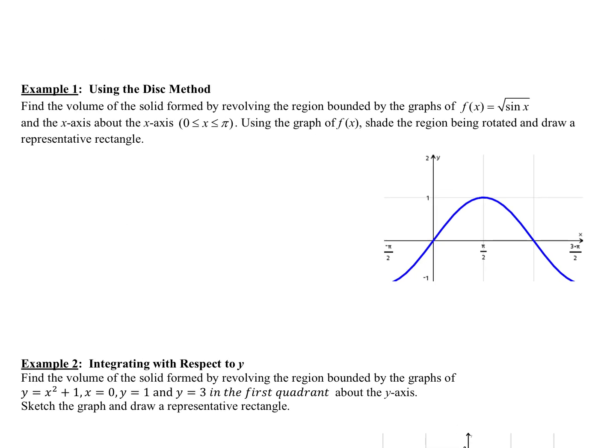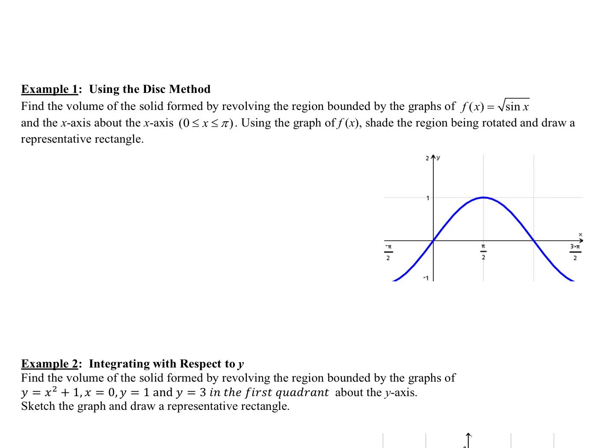All right, looking at this first example here, we're using the disk method. Find the volume of the solid formed by revolving the region of the graph f of x equals the square root of sine of x, and the x-axis from 0 to pi. And then we're going to shade in the region that's being rotated and draw a representative rectangle. So there's a lot of things that we've got to do there.